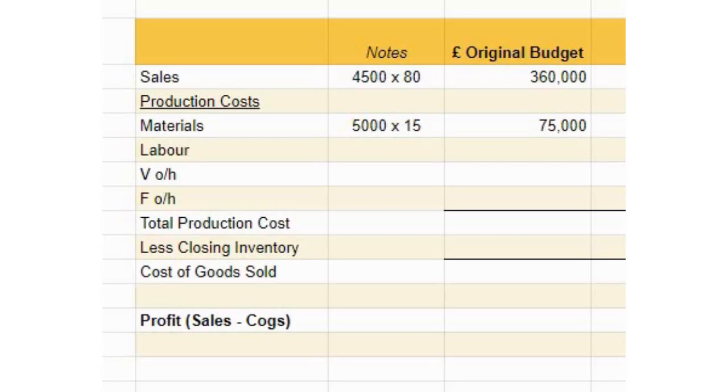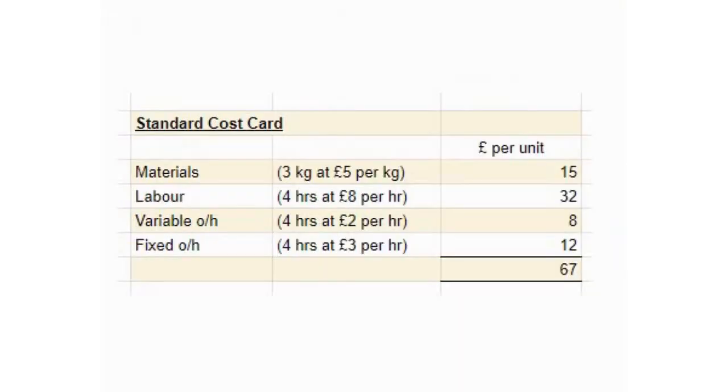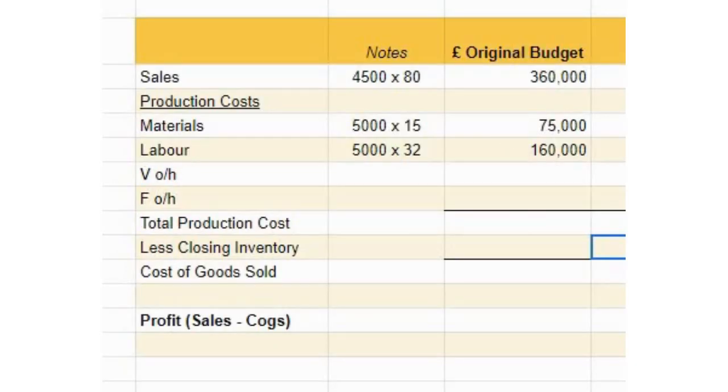So if I go back to the cost card and put the information in for labour, this is the standard cost card, and labour is £32 per unit, so I'll put that in now at 5,000 units. So there with labour we can see that it's 5,000 units at £32 per unit gives £160,000 budgeted for labour.